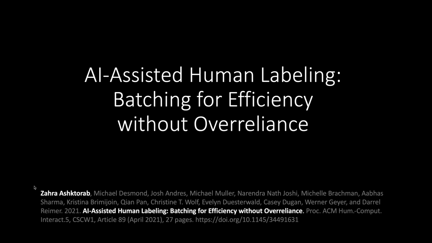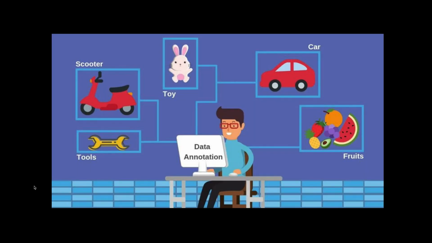Hi, I'm Zahra Ashktorab, and I'm here to present the work we did on AI-assisted human labeling, batching for efficiency without over-reliance. Labeling training data has imposed a bottleneck on machine learning tasks. It's a required step to train supervised machine learning algorithms, but it can be both time-intensive and expensive.